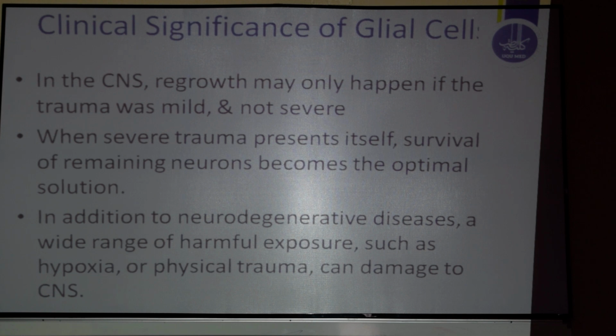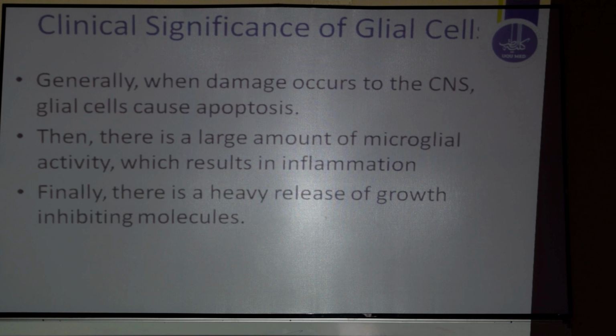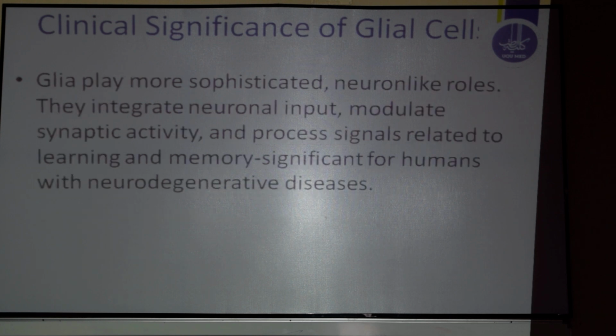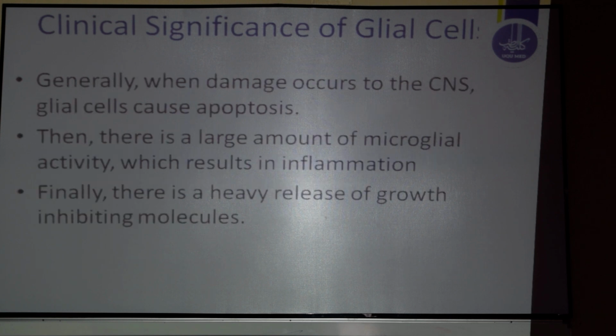When severe trauma occurs, the survival of many more neurons becomes the optimal solution, and it becomes a problem. In addition to neurodegenerative diseases, a wide range of harmful exposures such as hypoxia can also affect our body, and similarly physical trauma and damage to the central nervous system. These are the clinical aspects. I think it's only a few slides, and everything I'm reading is simple. If there is something you feel is difficult, please stop me.